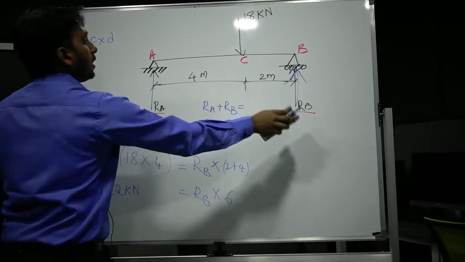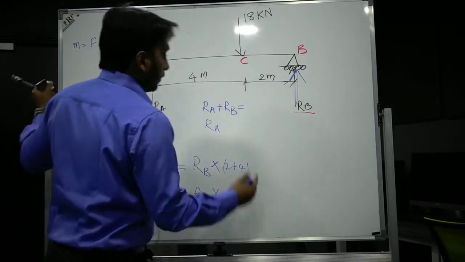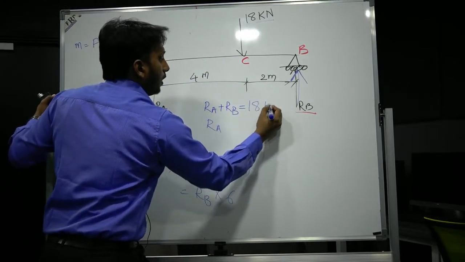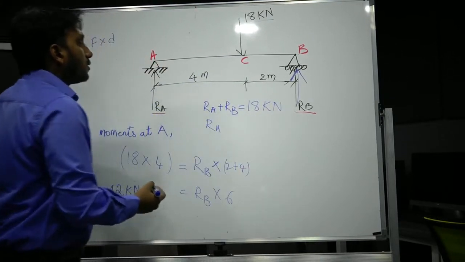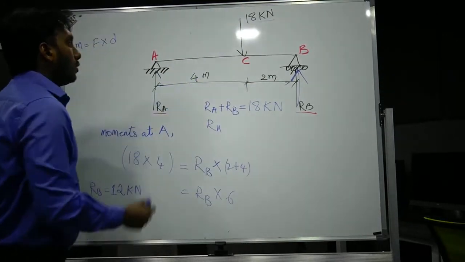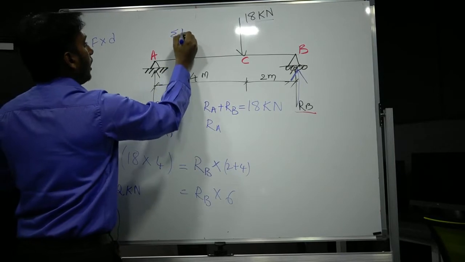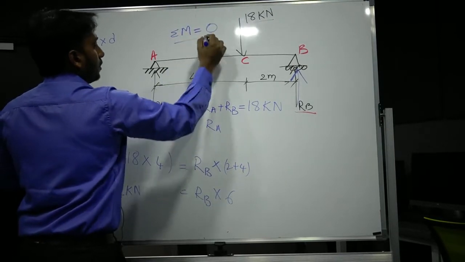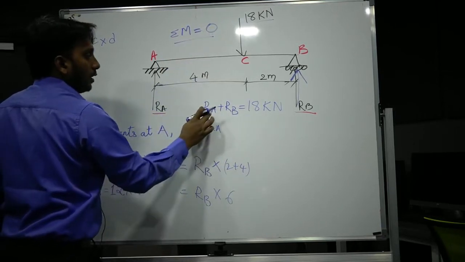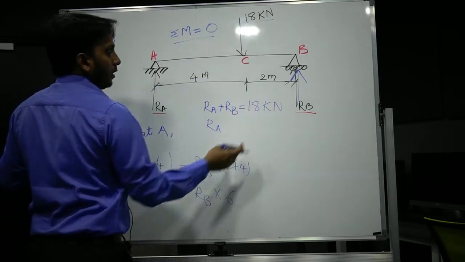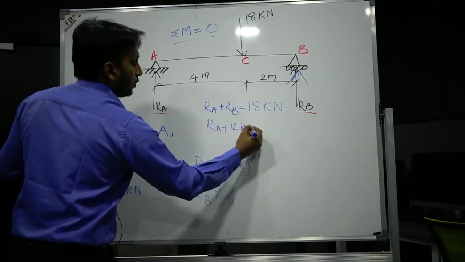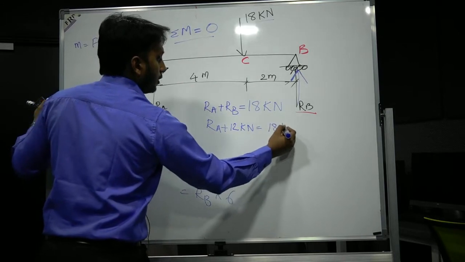So RA plus RB is equal to 18 kilonewton, right? Just a correction: RA plus RB is equal to 18 kilonewtons. So here RA plus RB is equal to total load. Before I wrote RA plus RB is equal to 0, that is sigma M is equal to 0. Here RA plus RB is equal to 18 kilonewton. So RB you got 12 kilonewton.